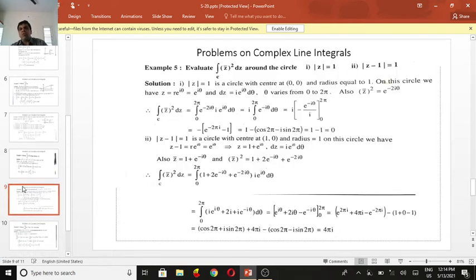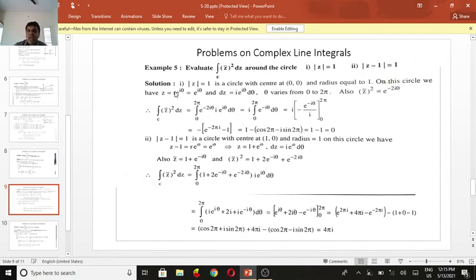Now we come to one more problem. In Euler form, the integral of conjugate of z square around a circle: firstly mod z equal to 1, and secondly mod z minus 1 equal to 1. So we know the meaning. Mod z equal to 1 means the equation of a circle whose center is (0, 0) and the radius is 1.